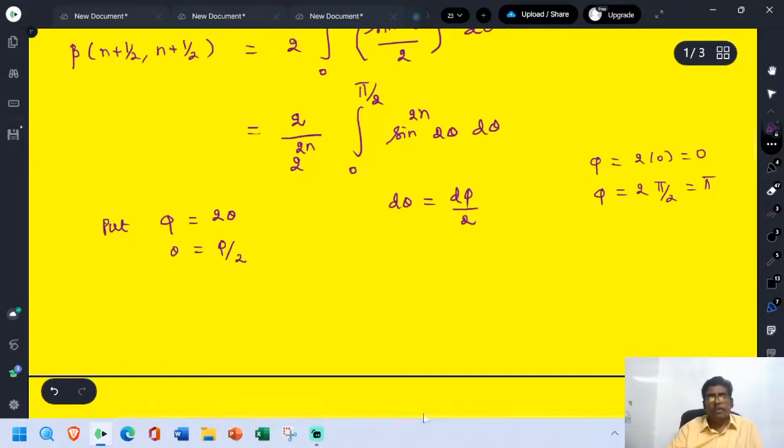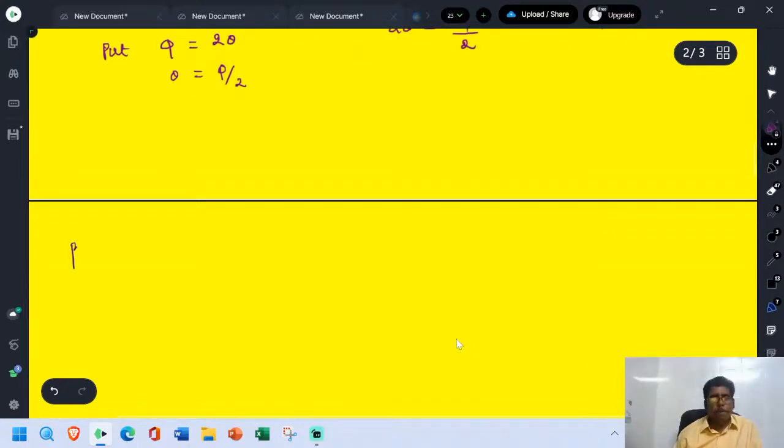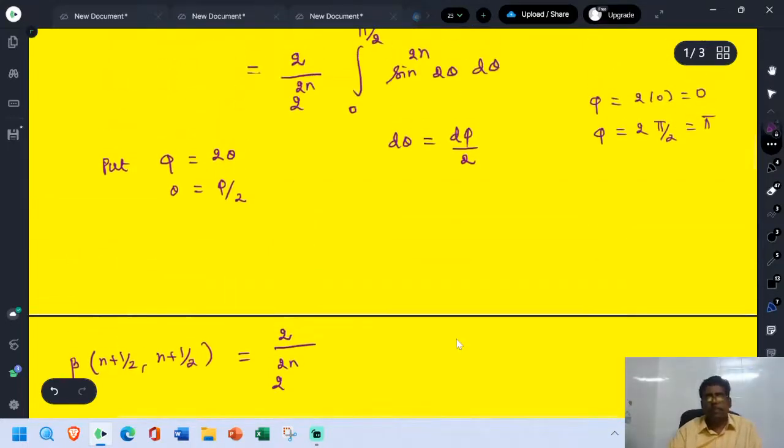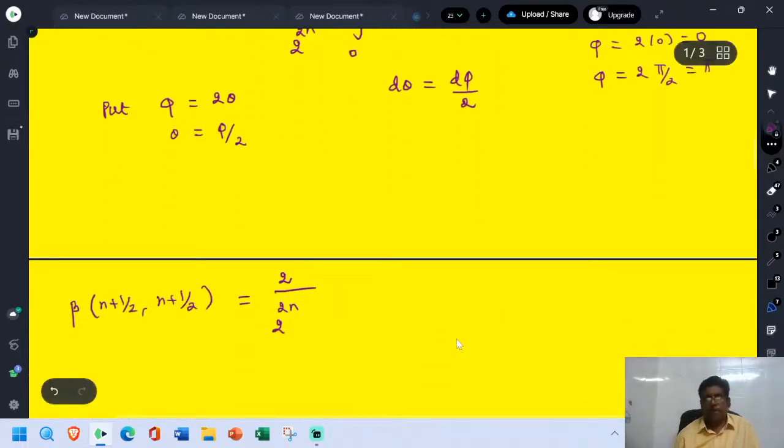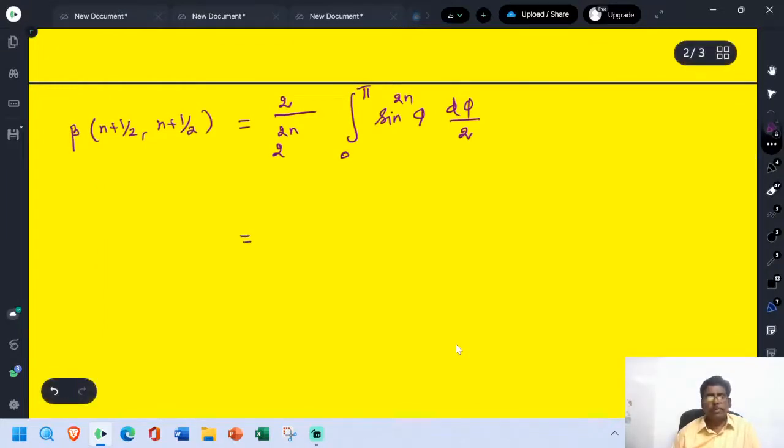Now the above integral is modified as beta of n plus half comma n plus half equals 2 divided by 2 power 2n, integral with limits varying from 0 to pi, not pi by 2, 0 to pi, then sine power 2n phi, d theta equals d phi by 2. This is further modified as 1 divided by 2 power 2n integral from 0 to pi of sine power 2n phi d phi.